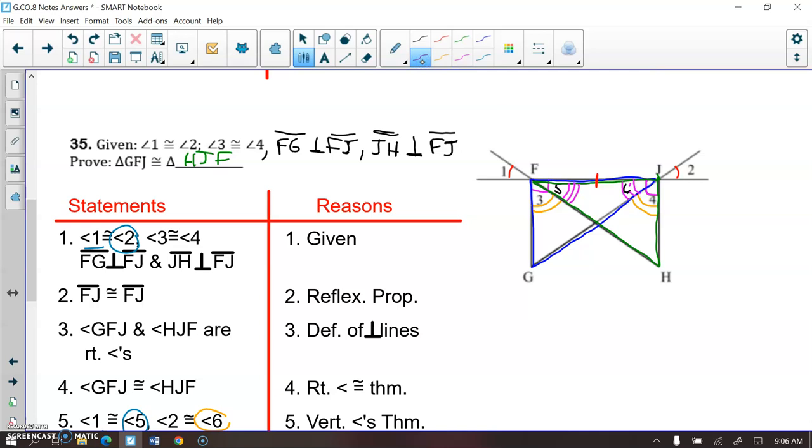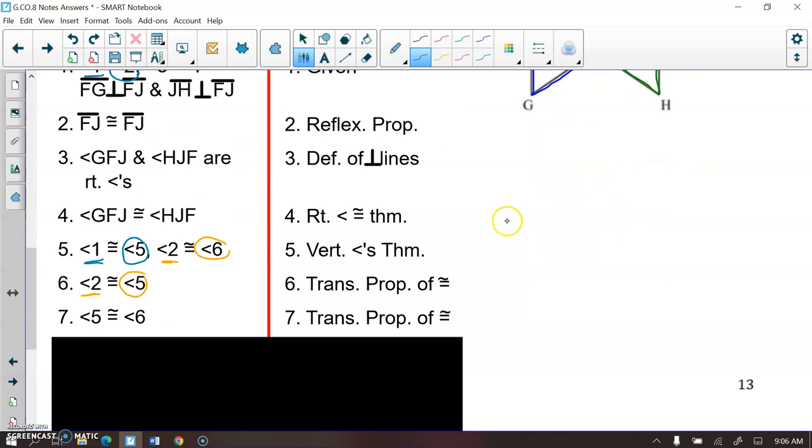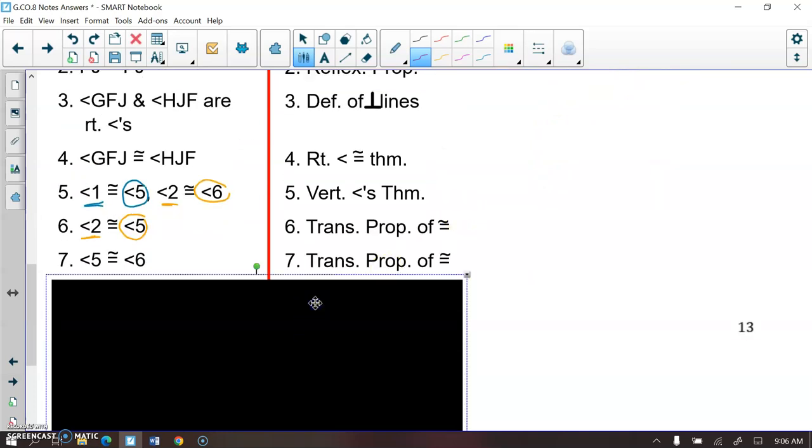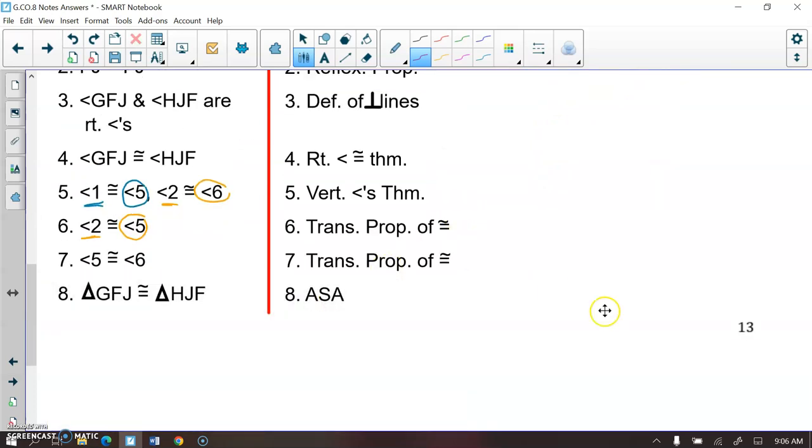All right, so now I have these triangles congruent because on triangle GFJ, I have this angle, I have this side, and I have this small angle here. So that's angle, side, angle. So I can say that the triangles are congruent by ASA.